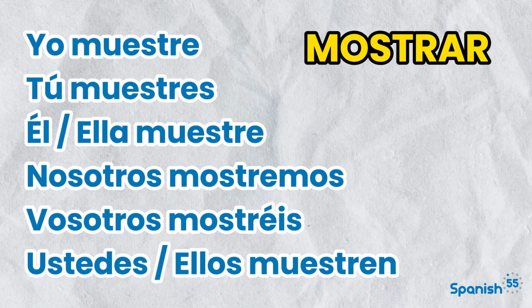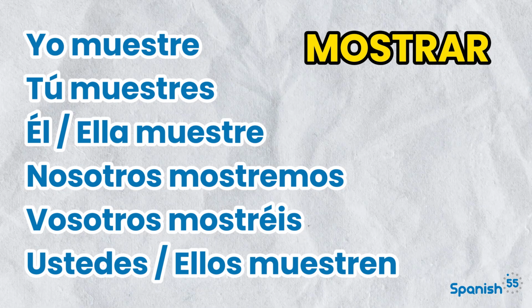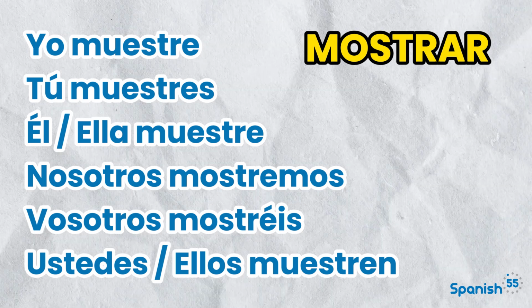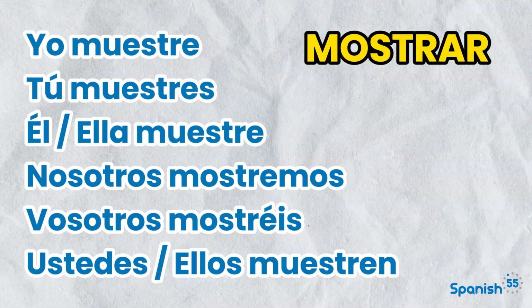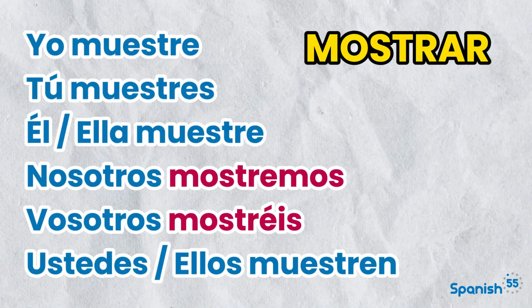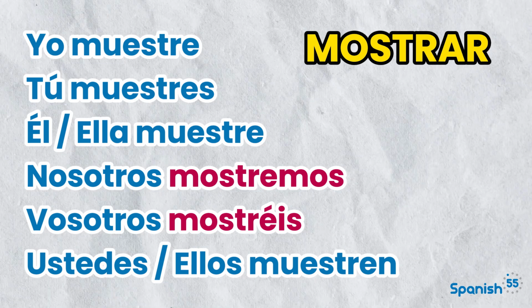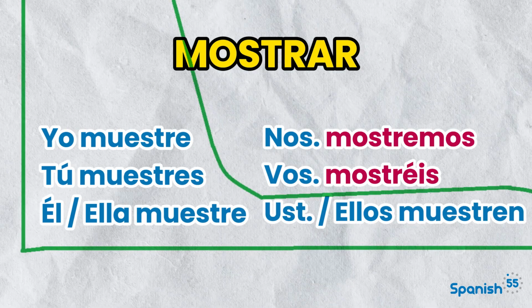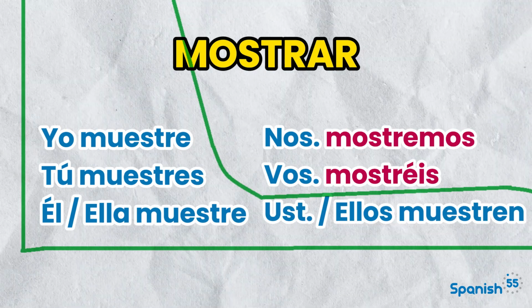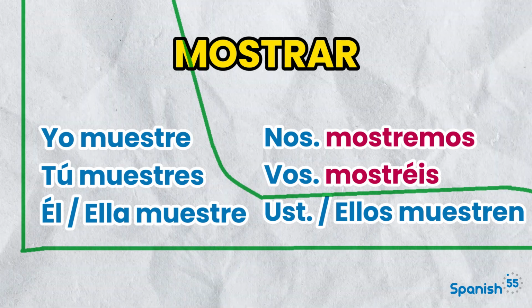Yo muestre, tú muestres, él, ella muestre, nosotros mostremos, vosotros mostréis, ustedes, ellos muestren. The changes do not occur in the nosotros and vosotros form. I added the vosotros form because we can add a visual to help us remember where the changes happen. Here we can draw a boot over the conjugation chart and see that the changes remain inside of the boot.